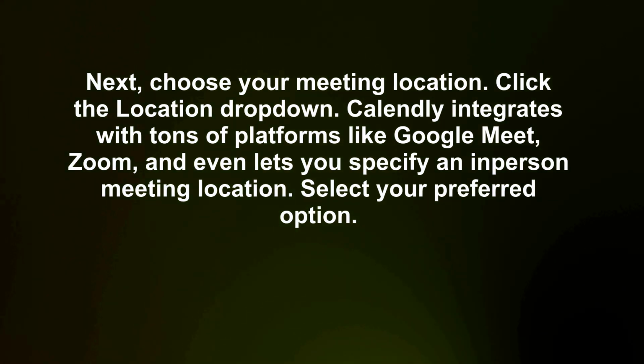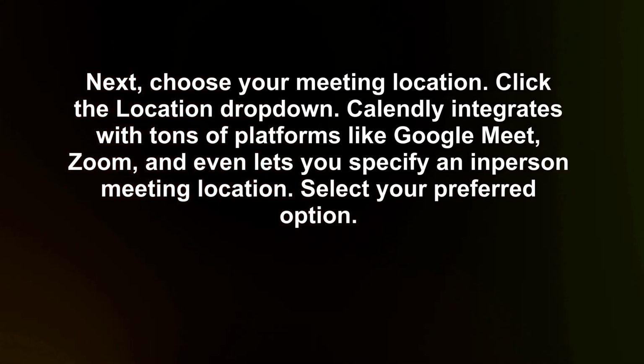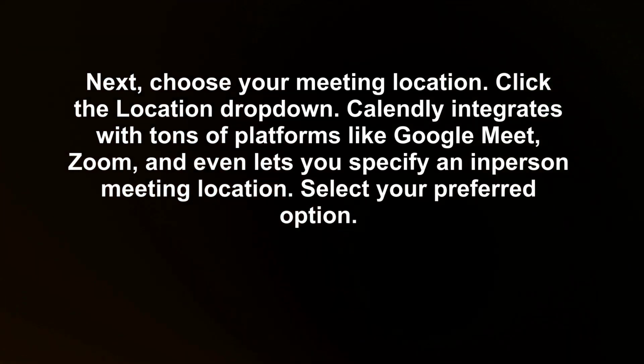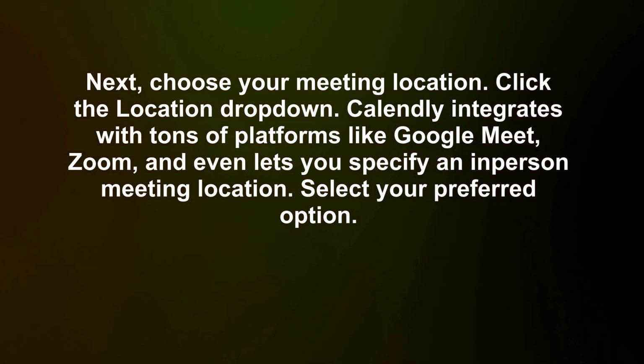Next, choose your meeting location. Click the location drop-down. Calendly integrates with tons of platforms like Google Meet, Zoom, and even lets you specify an in-person meeting location. Select your preferred option.